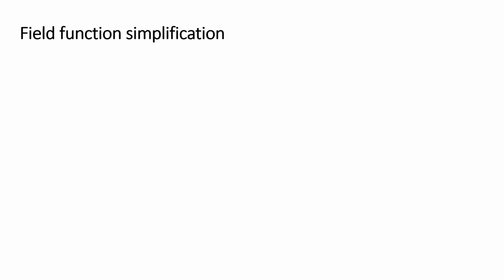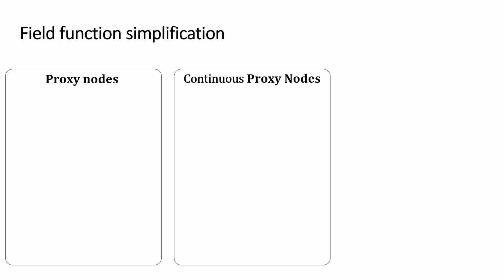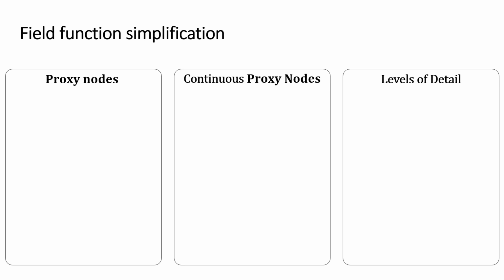To significantly reduce the cost of evaluating complex signed distance fields, we introduce 3 complementary techniques: proxy nodes to skip evaluations far from the surface, continuous proxy nodes to smoothly blend between exact and simplified fields, and level of detail nodes to adaptively switch between high and low resolution representations based on the viewer's distance.